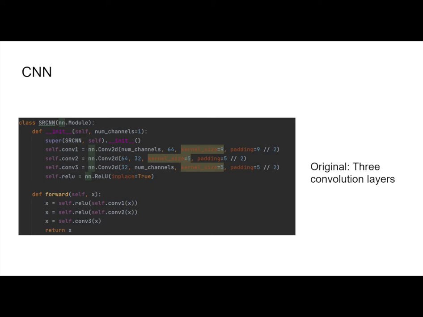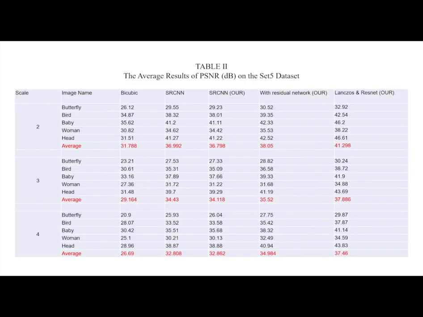And from Table 2, the column SRCNN's results are tested by the pre-trained weight files. The column SRCNN ours results are tested by weight files we re-trained, and the results have little difference and are obviously better than the effect of direct bicubic interpolation.